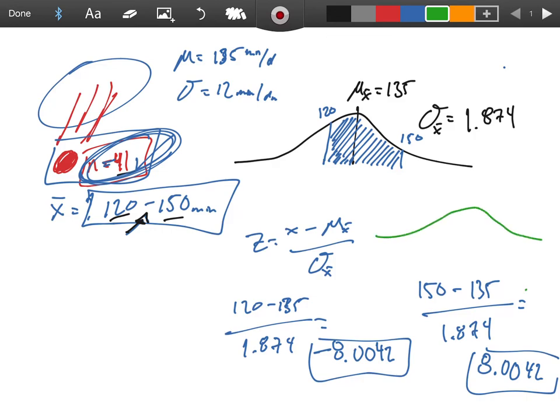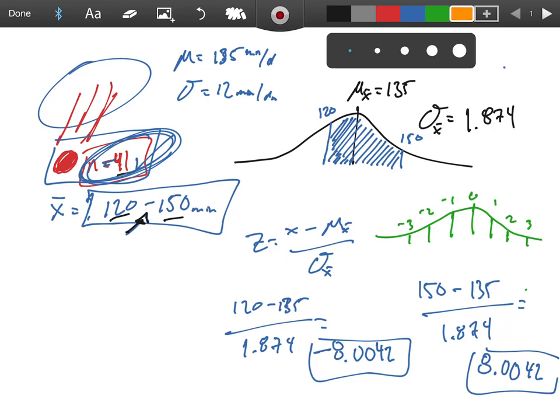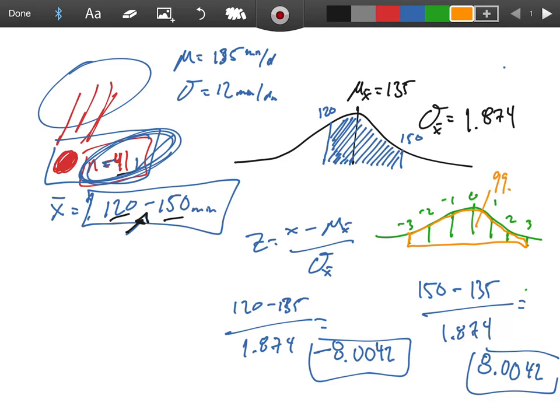If you have a normal distribution, here's the middle, z-score of 0. Here's one standard deviation. Here's two standard deviations. Here's three standard deviations. So here's 1, 2, and 3. And minus 1, minus 2, minus 3. The empirical rule tells us that between negative 3 and 3, this is 99.7-ish% of the entire population is in between minus 3 and plus 3 standard deviations.